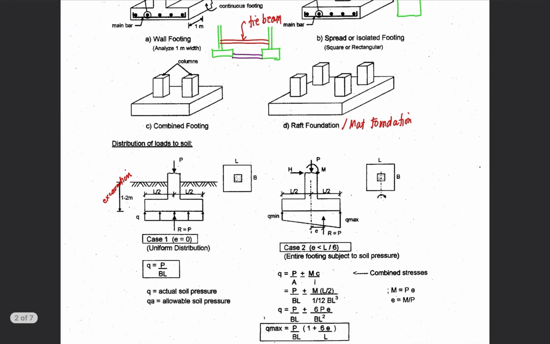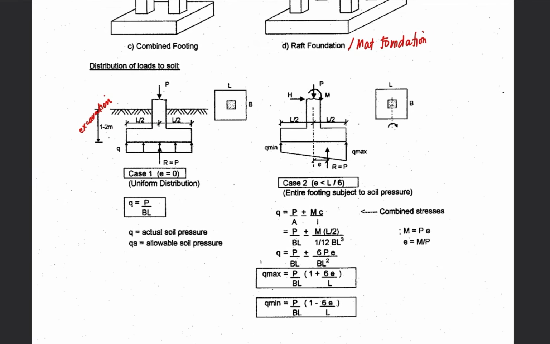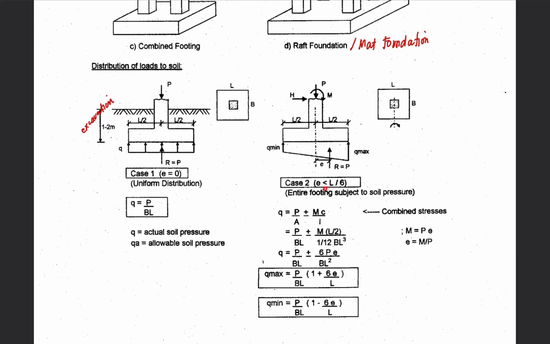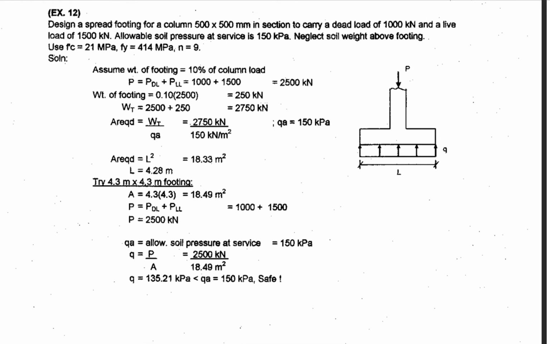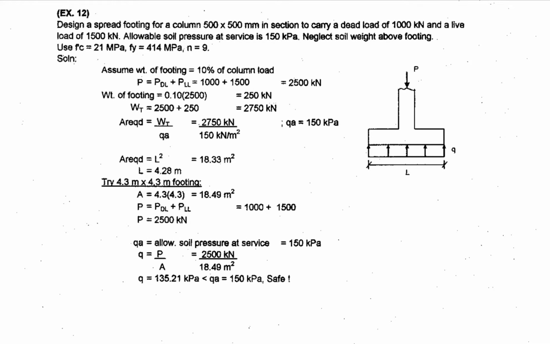So in this type of case, you need to check if your eccentricity is greater than or less than L over 6. Okay, so let's have the last sample problem. You are to design a spread footing for a column of 500 by 500 millimeter in section to carry a dead load of 1000 and a live load of 1500. You have the allowable soil pressure, QA equivalent to 150. You neglect the weight of the soil above.